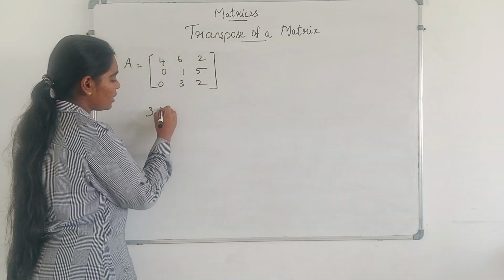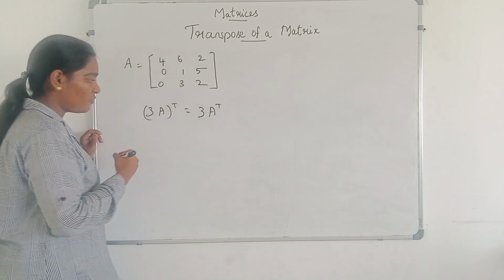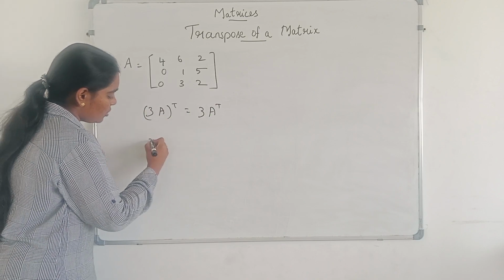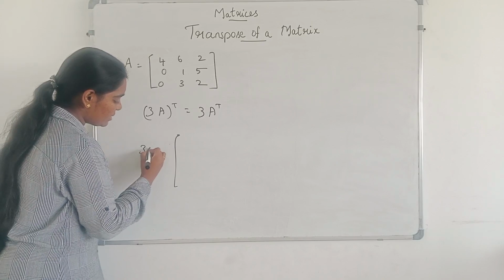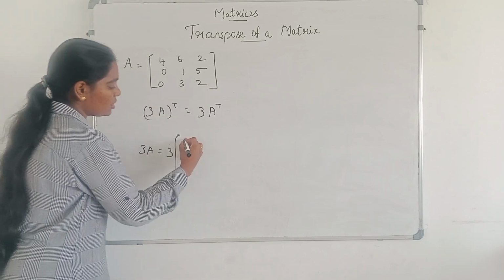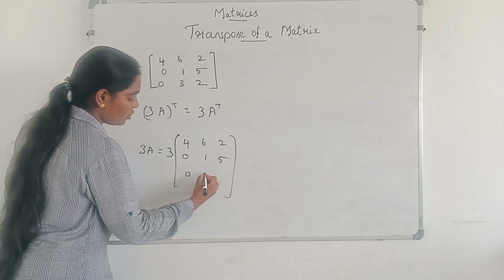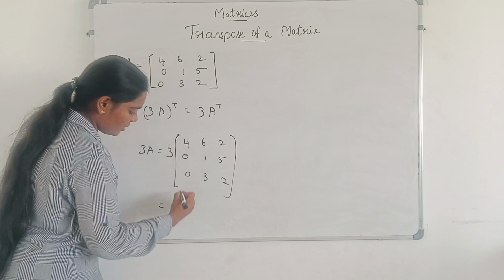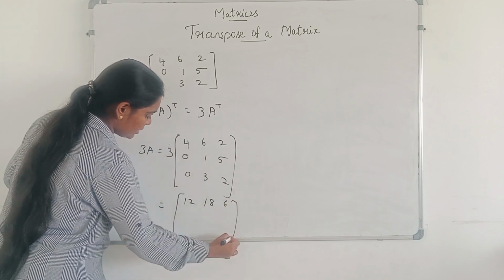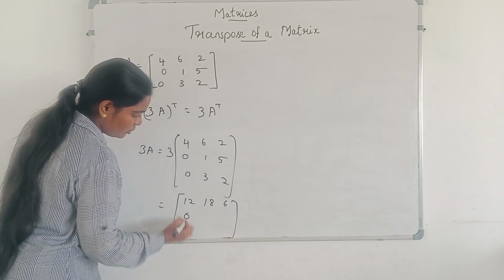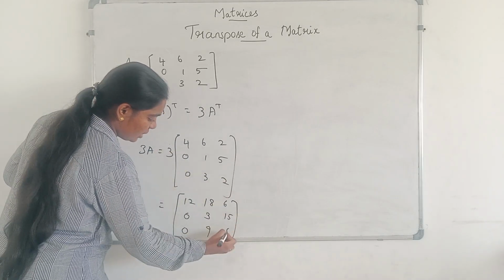We have to verify 3A, the whole transpose equal to 3 into A transpose. So first take the left hand side. First find the 3A. 3A means multiplying this matrix A with the scalar 3. So the matrix is 4, 6, 2, 0, 1, 5, 0, 3, 2. While multiplying, 3 4s are 12, 3 6s are 18, 3 2s are 6, 3 into 0, 0, 3 into 0, 0, 3 1s are 3, 3 3s are 9, 3 5s are 15, 3 2s are 6.